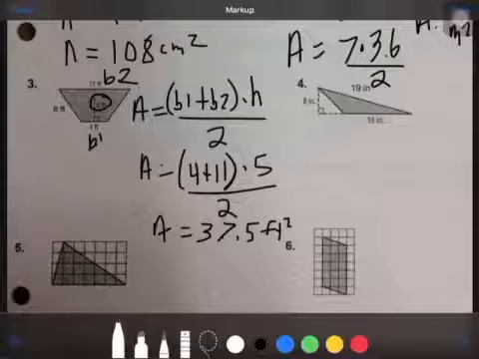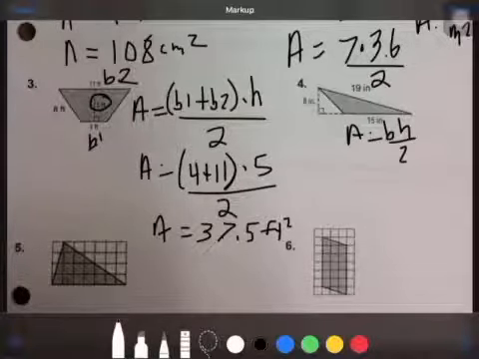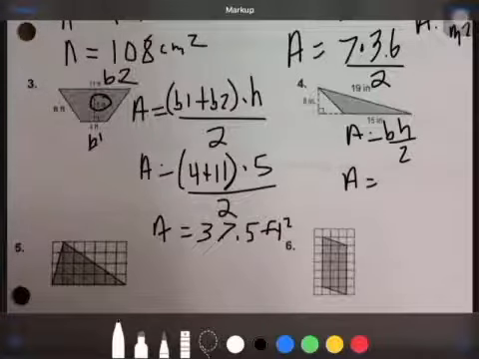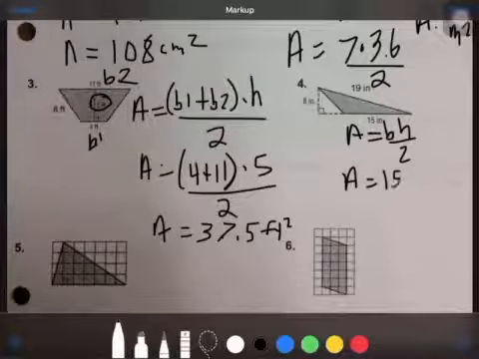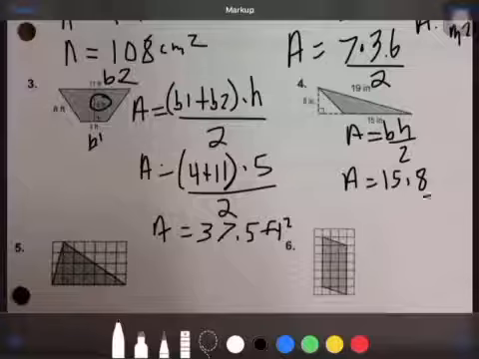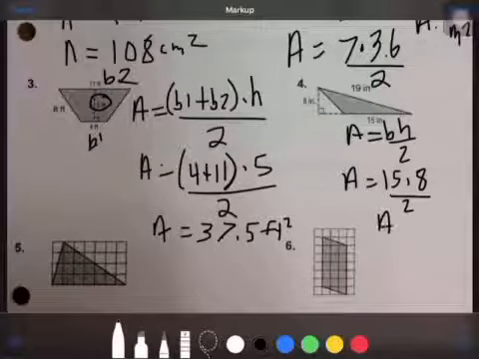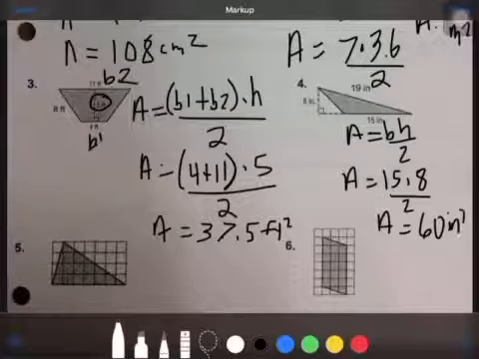Okay, next one, more triangle. Start with my formula, area is equal to base times height, divided by 2. My base is going to be 15. My height goes straight up, so it's actually 8, divided by 2. So your area is going to be equal to 60 inches squared. Things to make sure you're doing are using the right formulas and putting on units at the end.